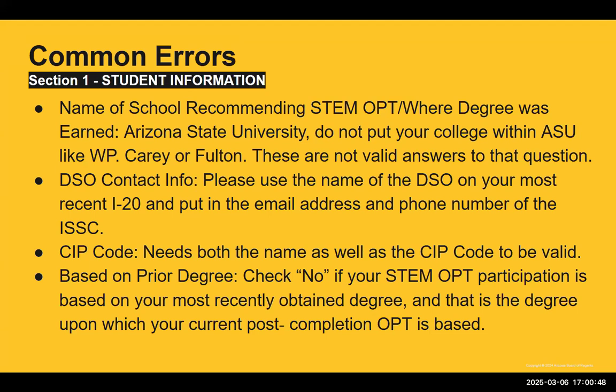For DSO contact info, please use the name of the DSO on the most recent I-20 you have received and put in the email address and phone number of the ISSC. Do not put the individual email or phone number of an ISSC DSO. You want to put in the contact info of our office, not the specific DSO. For the SIP code as well as the qualifying major in that section, you need to put the name of the degree as well as the SIP code associated with it to be valid. If it's just one or the other, you'll get a request for action requesting you to fix your document.